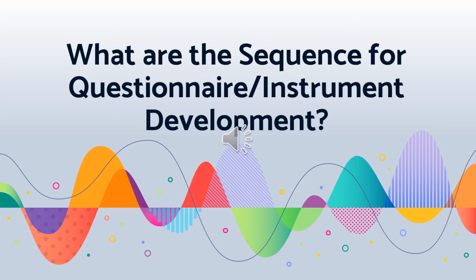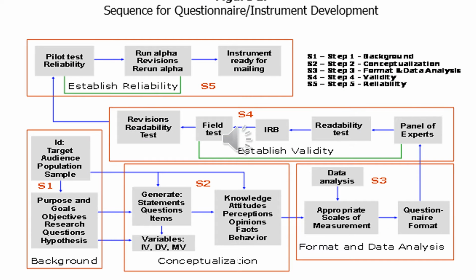This time, let us find out what the sequence is for questionnaire or instrument development. Development of a valid and reliable questionnaire involves several steps taking considerable time. This article describes the sequence of steps involved in the development and testing of questionnaires used for data collection. Figure 1 illustrates the 5 sequential steps involved in questionnaire development and testing. And each step depends on fine-tuning and testing of previous steps that must be completed before the next step.